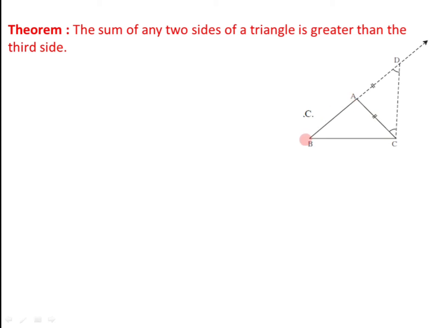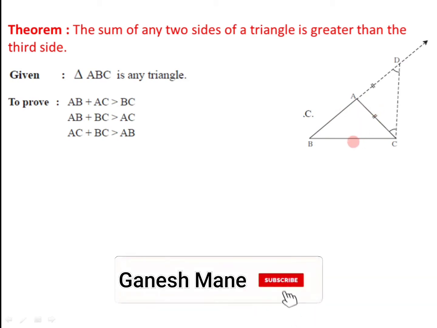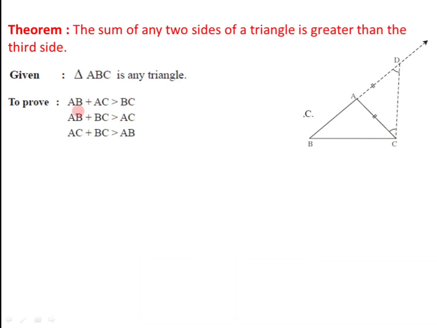So in this one, triangle ABC is given to be any triangle. We have to prove that if we consider any two sides of this triangle and add the lengths of those, it must be greater than the third one. That is, if we consider AB and AC and add the lengths of these two sides, it must be greater than the third side, that is, BC. So this is the first statement we should prove: AB plus AC must be greater than BC.